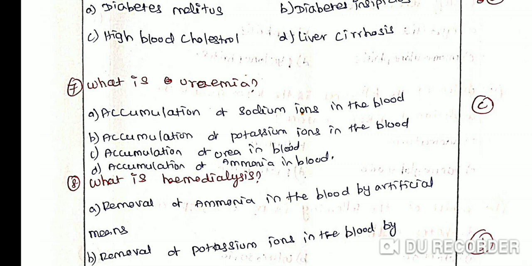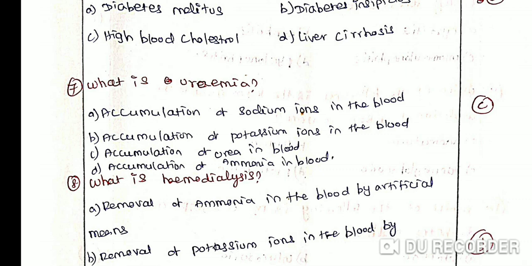Option A, accumulation of sodium ions in the blood. Option B, accumulation of potassium ions in the blood. Option C, accumulation of urea in the blood. Option D, accumulation of ammonia in the blood. The correct answer is option C, accumulation of urea in the blood.